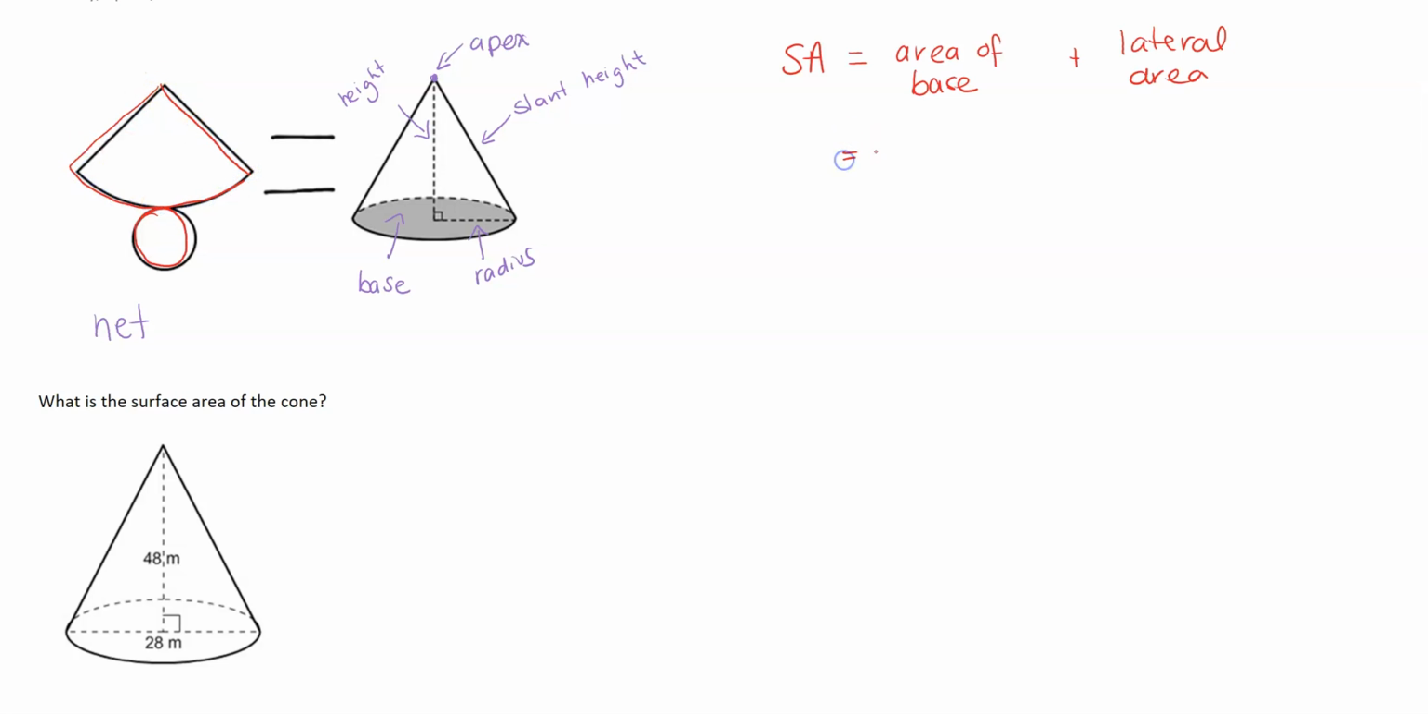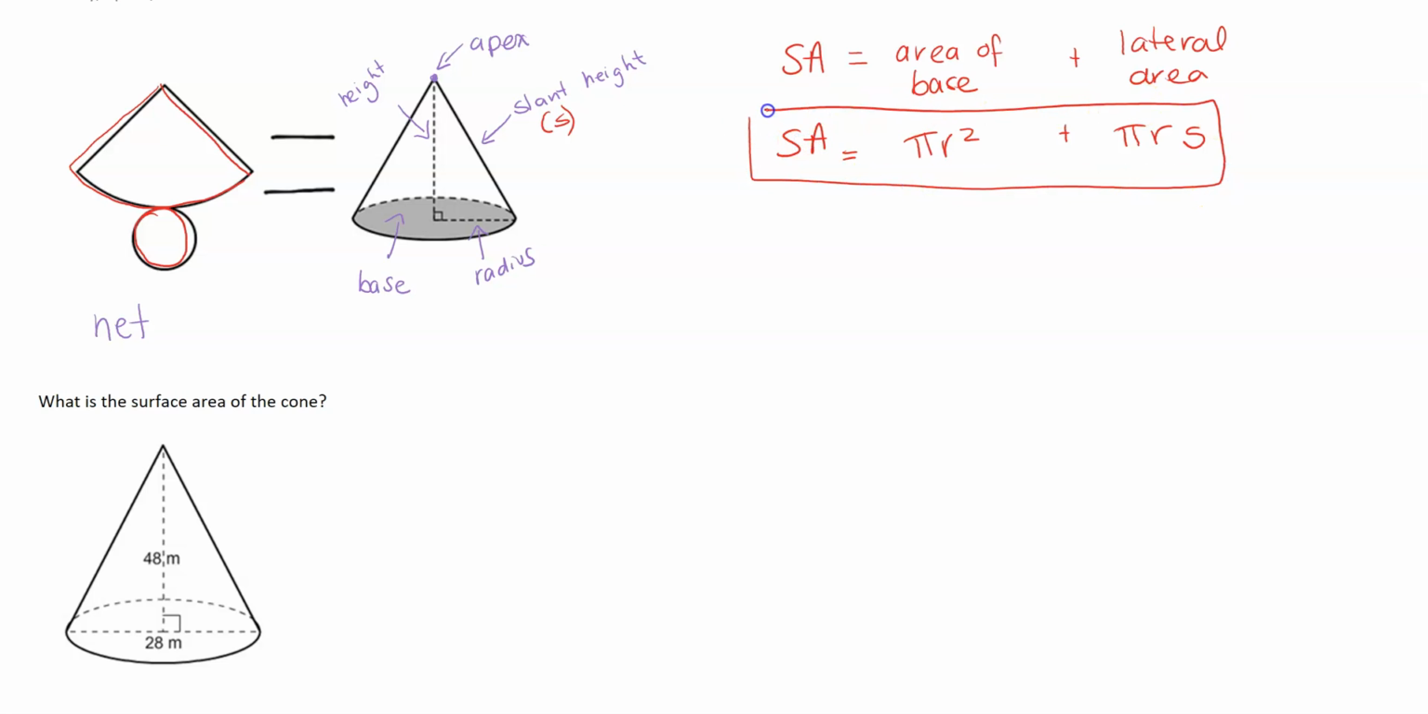Now we know the area of a circle, or the area of the base, is pi r squared. Now to get the lateral area, what we have to do is pi times the radius times s, which is the slant height. I'm not going to go into how to derive that formula, but if you're interested in where this formula comes from, you can take a look at the extension part of this lesson. But for now we're just going to work with the formula that we know here. So that's our formula for surface area of a cone.